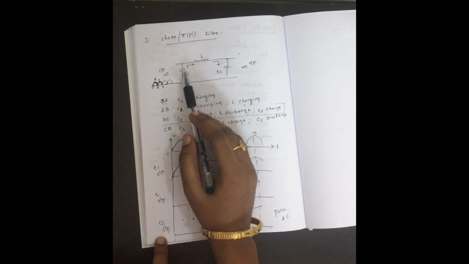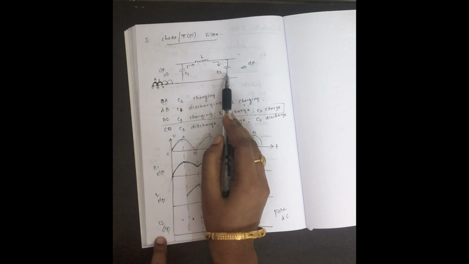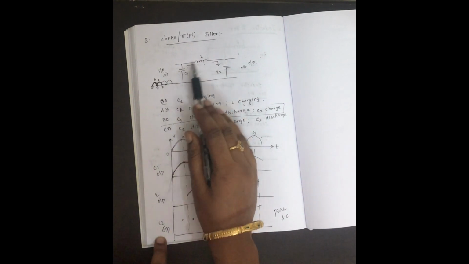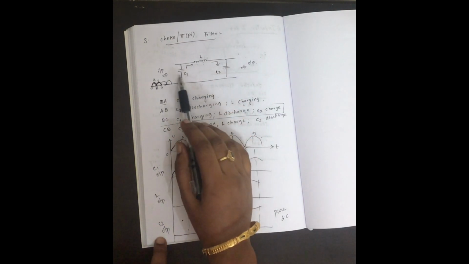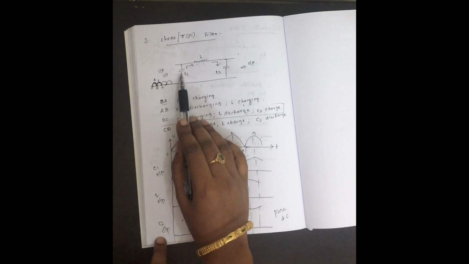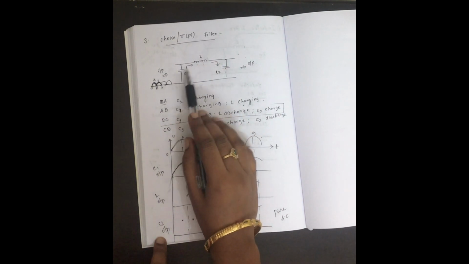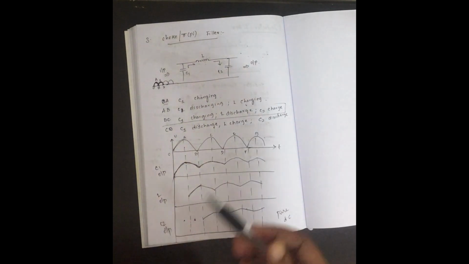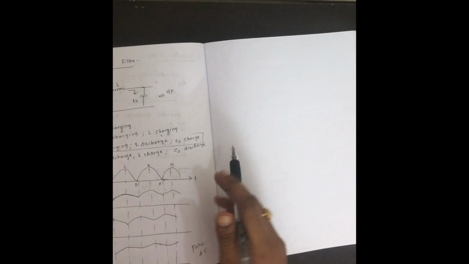One thing you have to understand, capacitor will charge, L will discharge, then again capacitor will charge. So this process will repeat, charge, discharge, charge. Again the next signal will come, so this will discharge, then charge, then discharge, then again next signal, charge, discharge, charge. So that's how the process will go. That's the operation of choke filter.